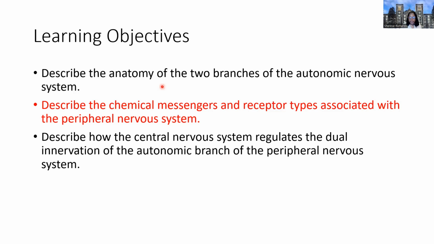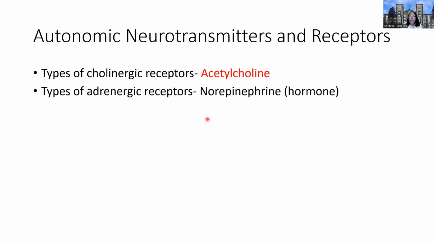How are these signals being sent from one preganglionic neuron to a postganglionic neuron on both the sympathetic and parasympathetic neurons? Let's start by thinking about the neurotransmitters and the receptors, right? Because we know that is how a synapse happens. Some type of neurotransmitter is being released from the preganglionic neuron, and it's going to cross that synaptic cleft and bind to its specific receptor on the cell body of the postganglionic neuron. And we've discussed that anatomy before.